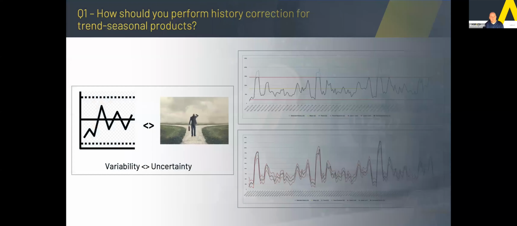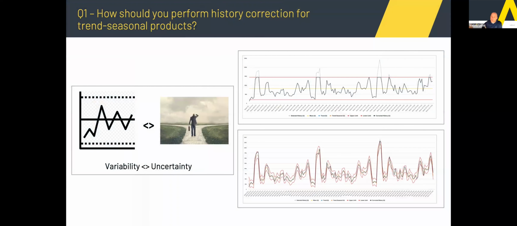Right, great. So we've now got the 6 FAQs and we'll take the open questions at the end. So we'll just go through these. The first question we have is, how should you perform history correction for trend seasonal products? So I'll let Emel go first on this one.